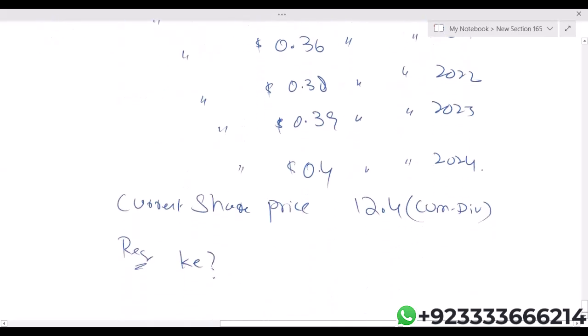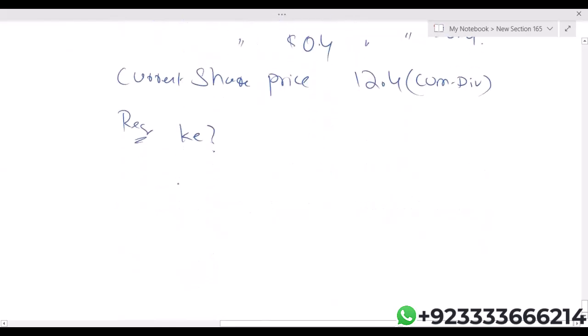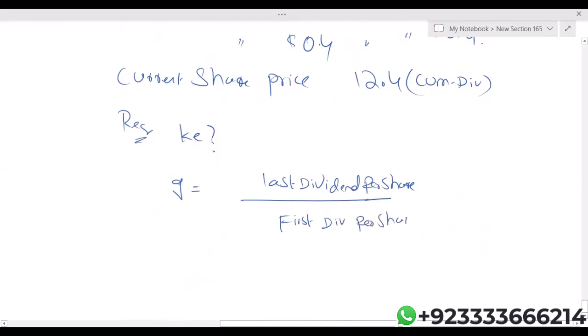What is the formula mathematically? Let me show you. Annual dividend growth rate is equal to last dividend per share divided by first dividend per share, then to the power 1 upon n minus 1.